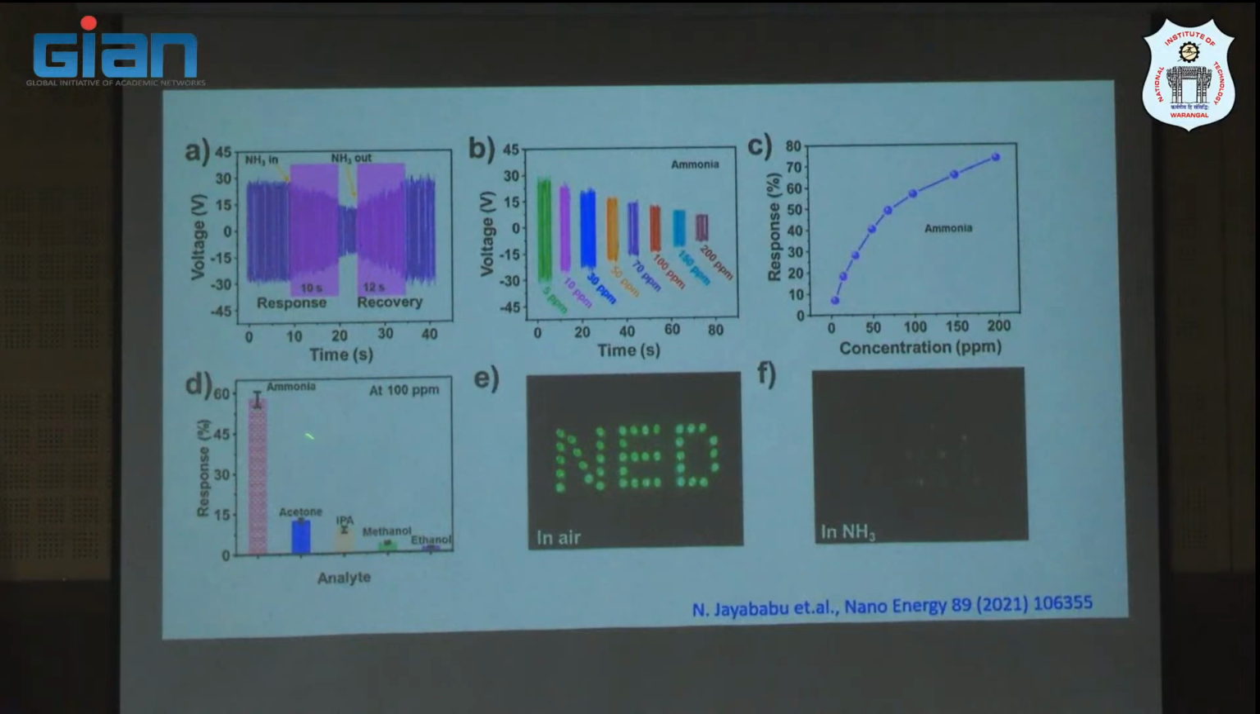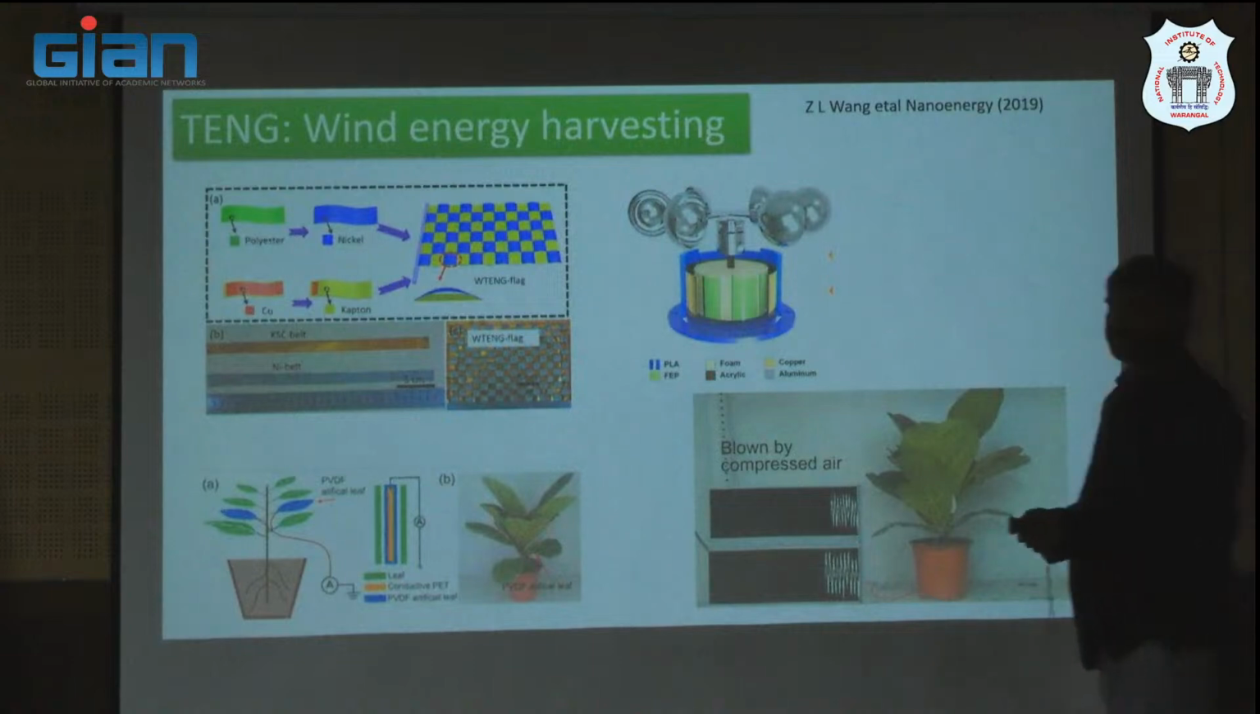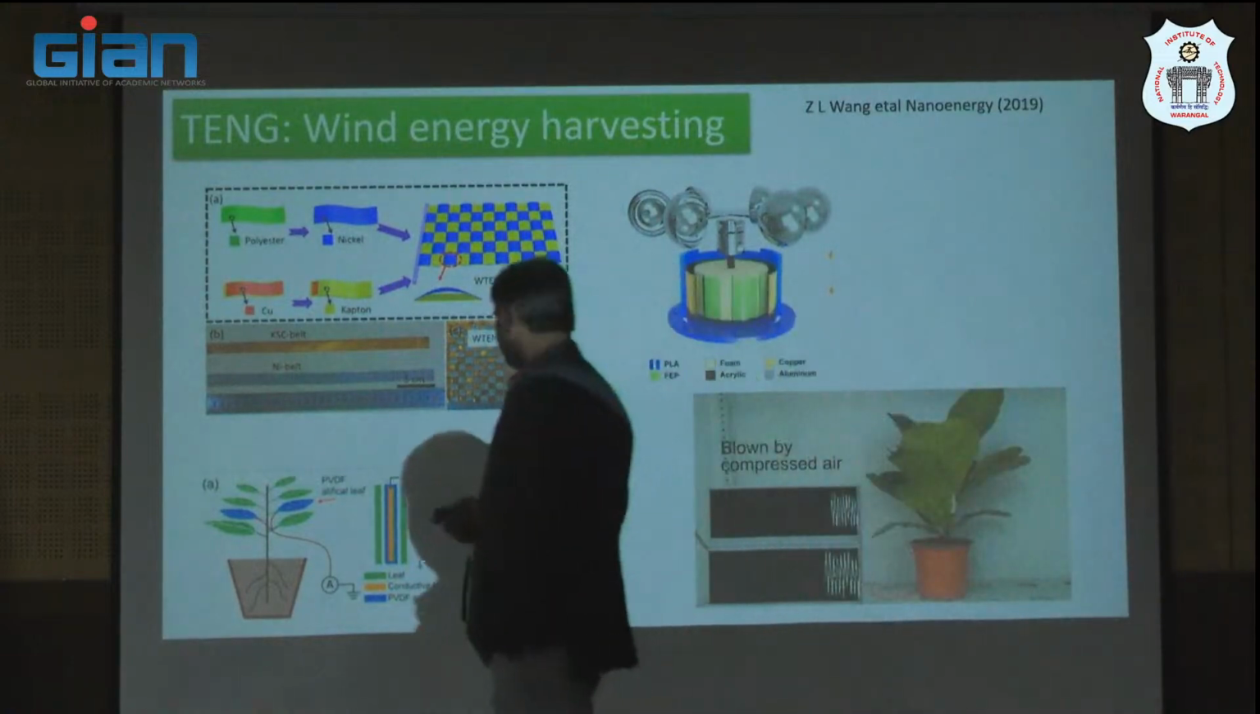A tribo is not sensitive to all the gases. In this case, this particular TNG is sensitive to only ammonia gas. Other gases are giving a very limited response. So you can clearly say that whenever ammonia is there, your TNG can be used as an efficient sensing element. And this is the work which was done by other researchers. Whatever you have seen was done in our laboratory at the Department of Physics, NIT Warangal.